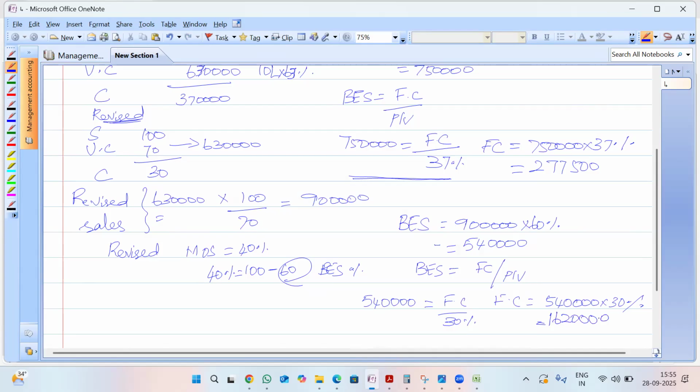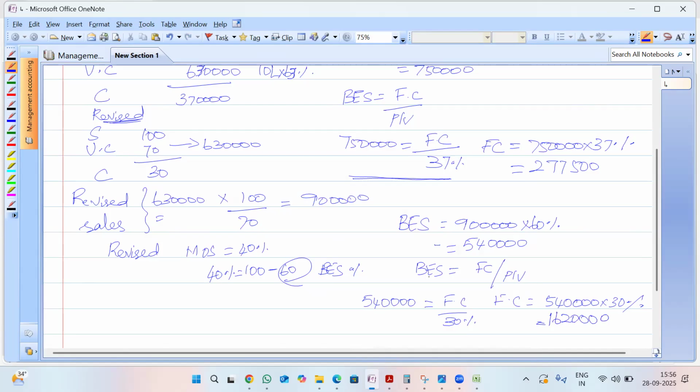So hope this is clear. I have revised sales that is 6,30,000. Based on margin of safety percentage, I have arrived at my break-even sales percentage. So on sales, 60 percentage will be my break-even sales. 9 lakhs is my revised sales. On that, 60 percentage is my break-even sales, that is 5,40,000.